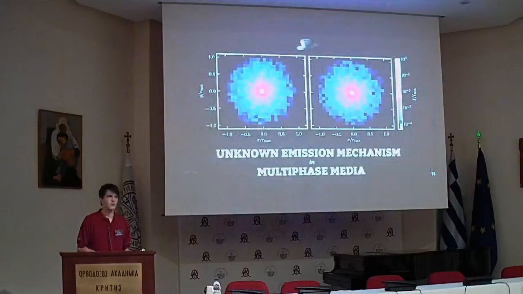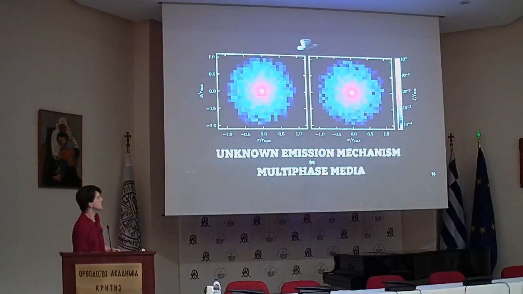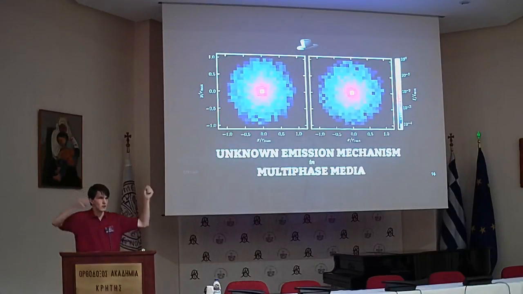So let's do things a bit more tricky. Maybe we can use this as a tool to understand what's powering Lyman alpha emission. Here you have a multi-phase medium, full of clumps. One of them is a system which has a central source, and the other system is where you have the sources distributed all over. And from the surface brightness profiles, it's very hard to tell any difference between these two systems.